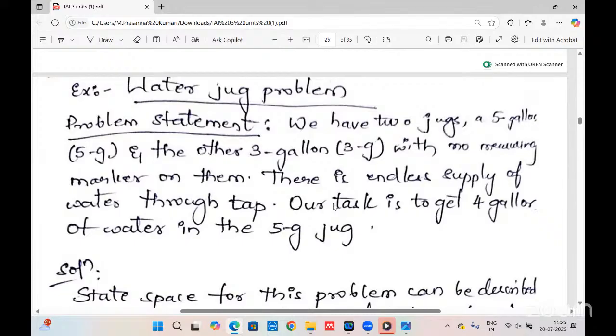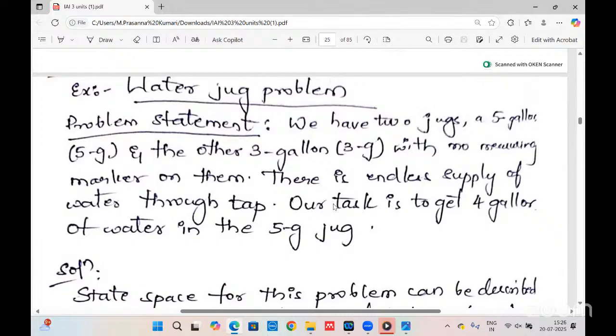X is equal to 2 liters, 1 liter. Finish. So in the 6th step, again I am going to fill. In the 7th step, what I am going to do is, whatever the water is there in the 5 liters jug, I am going to pour into the 3 liters jug. Already there are 2 liters there.